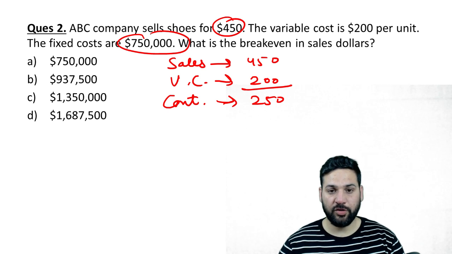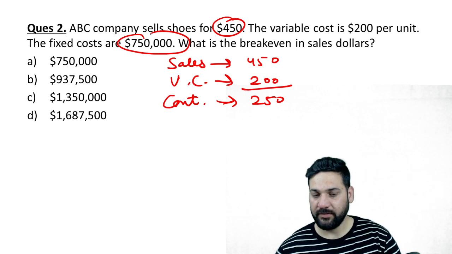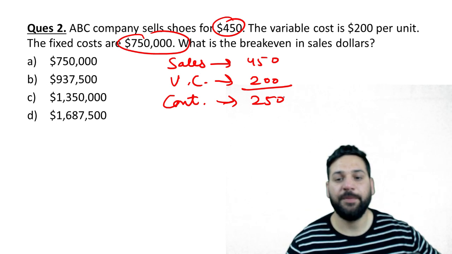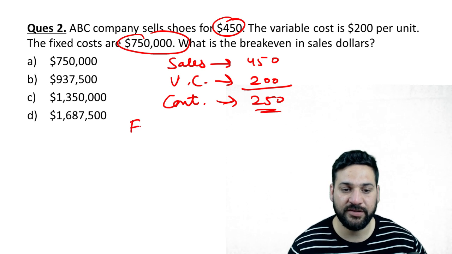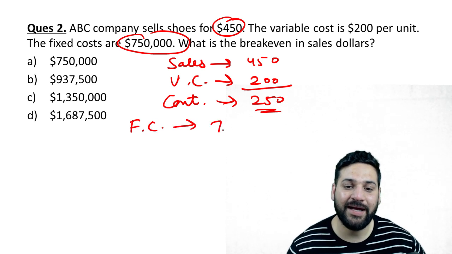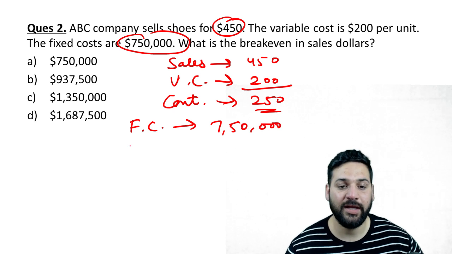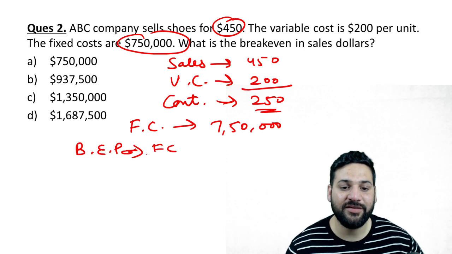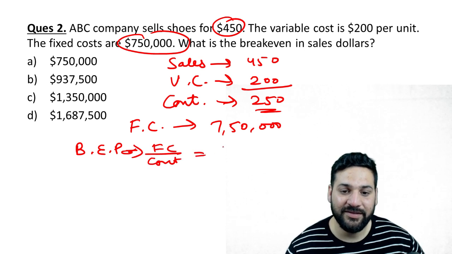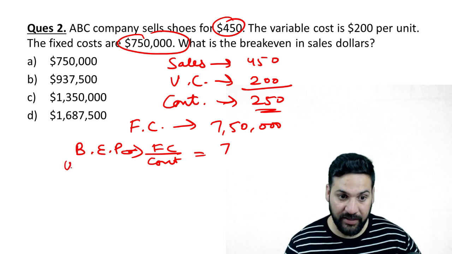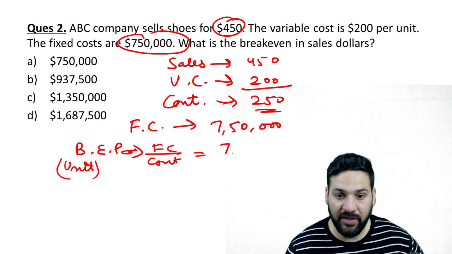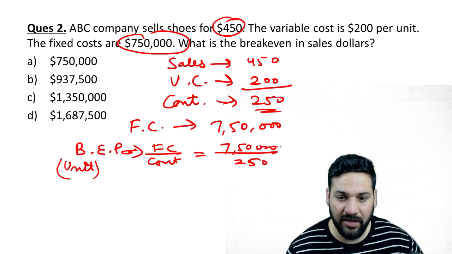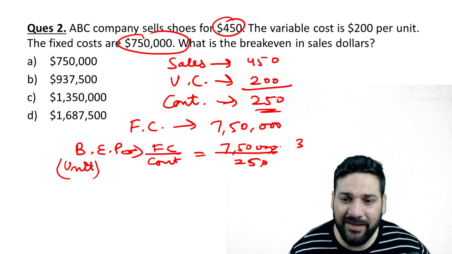I think you should be done by now. But anyway, let me just solve this for you. Contribution per unit is 250. The fixed cost is 7,50,000. Now you need to find the break even point. It is fixed cost divided by contribution, in terms of units. So 7,50,000 divided by 250, so it's around 3,000 units.